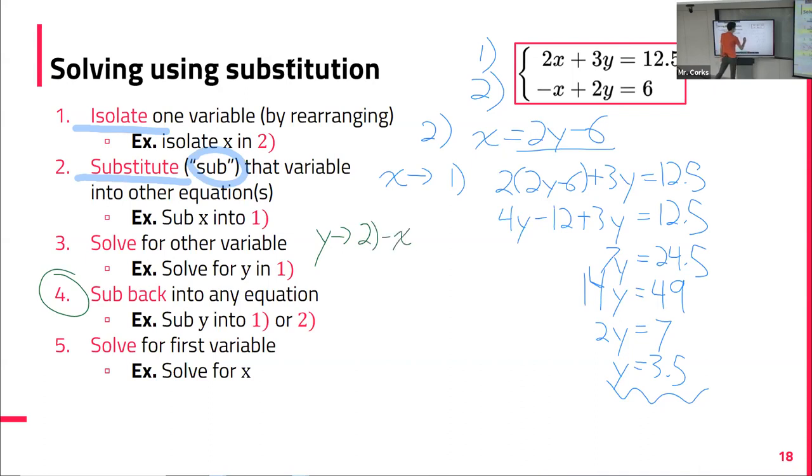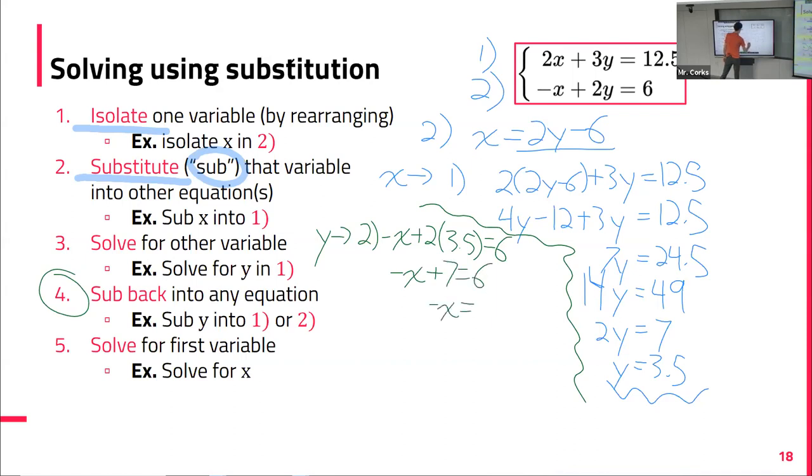So negative x plus 2 times 3.5 equals 6. x plus 7 equals 6. x is negative 1. x is equal to 1. So looks like our solution is 1, 3.5. And we can check our solution very easily by just substituting into our original 2 equations.